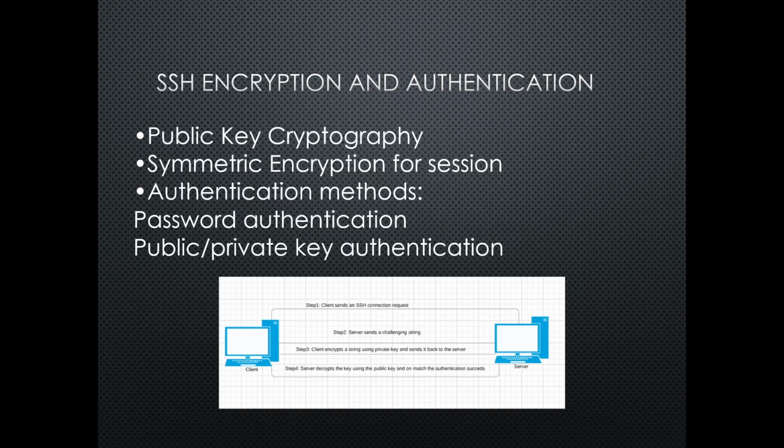SSH uses multiple cryptographic techniques to secure communication. Public key cryptography is used during the initial handshake to verify identity and exchange keys. After the connection is established, symmetric encryption is used for faster secure communication. SSH also supports two main authentication methods, which are password authentication and public key authentication. Public key authentication is considered more secure and is widely recommended for server environments.